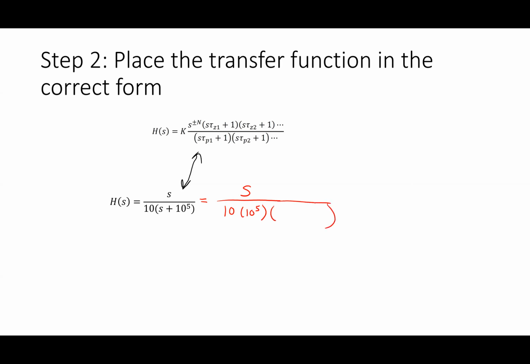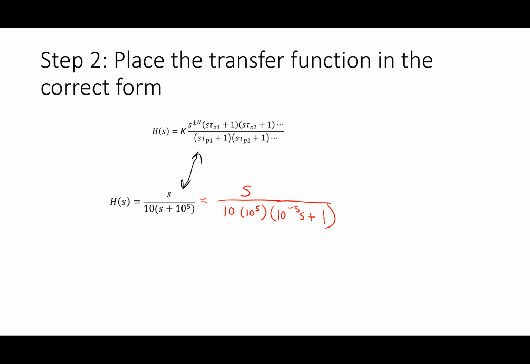How would I modify S plus 10 to the 5th and pull this 10 to the 5th out? Yeah, S over 10 to the 5th. So I'm going to say I have 10 to the minus 5 S plus 1. And if I undid that, if I multiplied 10 to the 5th times this thing, you'd see that I got S plus 10 to the 5th.